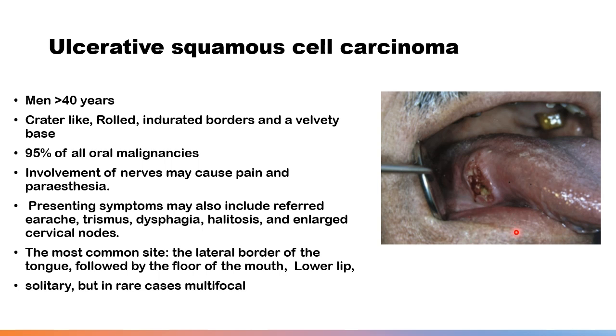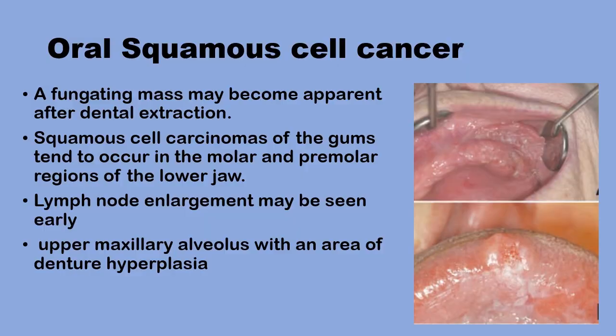They are almost always solitary, but in rare cases they can have a multifocal presentation. Of the other less common sites and presentations include the alveolus. Here you would see a squamous cell carcinoma ulcer in a hyperkeratotic area because of an ill-fitting denture. They can also present like a fungating mass that becomes apparent after dental extraction for a loose tooth. A squamous carcinoma of the gums and the alveoli tends to occur in the molar and the premolar regions, particularly of the lower jaw. Lymph node enlargement can be seen early.